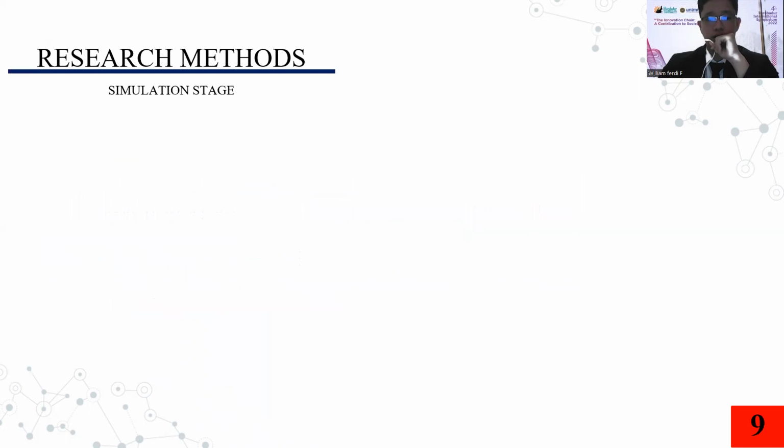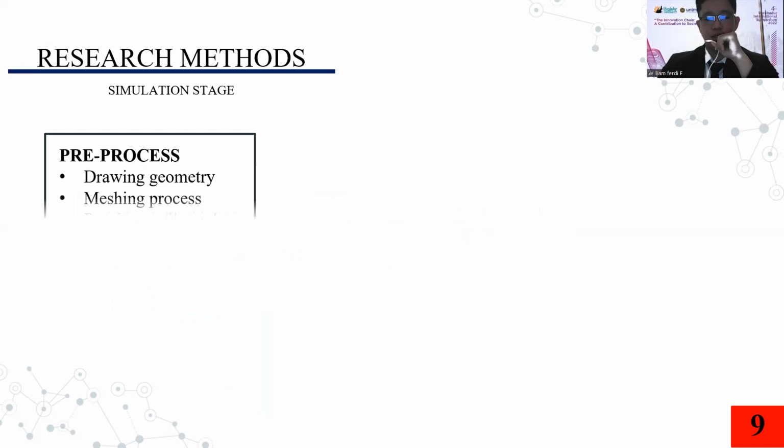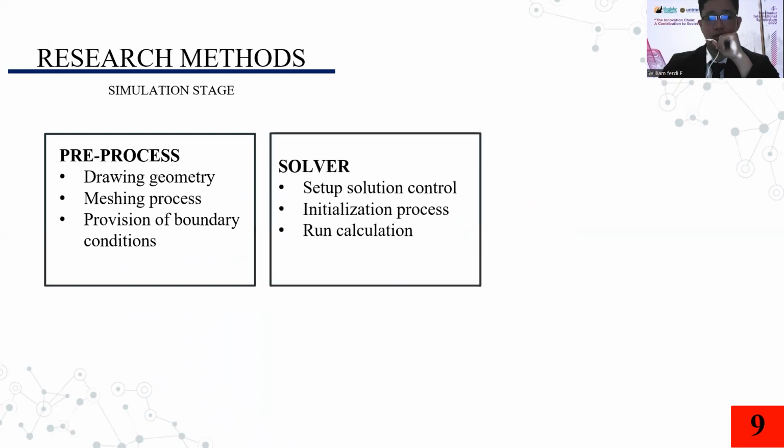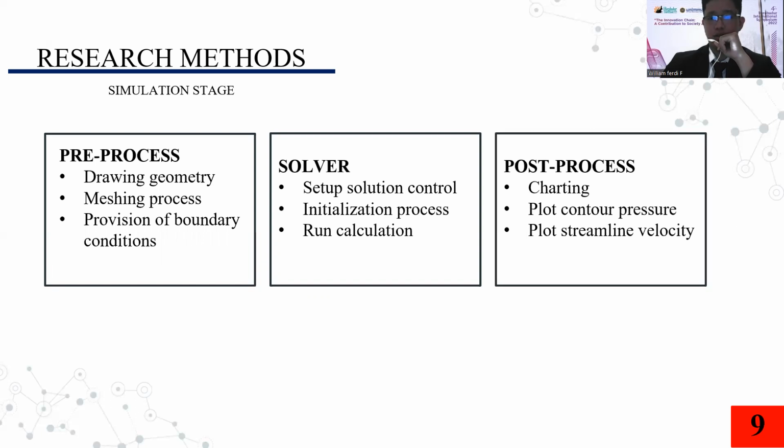For the simulation, there are three stages. First is pre-process, including drawing the geometry of the airlift pump, the meshing process, and provision of boundary conditions. The second one is solver, which is about setting up solution control, then the initialization process, and the last one is run calculation. The final stage is post-process, including charting, plot control pressure, and plot streamline velocity.